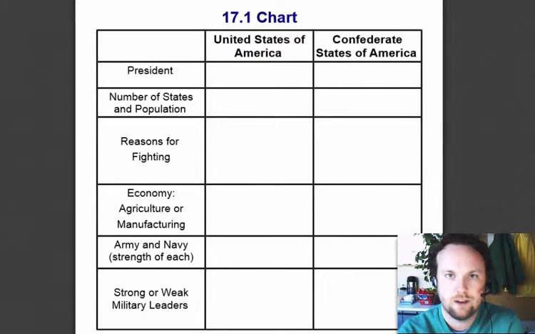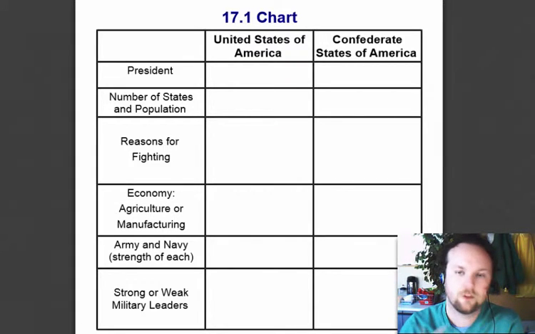So the president of each, the number of states in the Union, the number of states in the Confederacy, the population of each, the reasons they gave for fighting, the economy of each, whether it was based on agriculture or based on manufacturing, the Army and Navy, the strength of each, as well as whether each side had strong or weak military leaders. With that particular section, I'm looking more at the generals, because there was one side that definitely had an advantage when it came to military leadership.